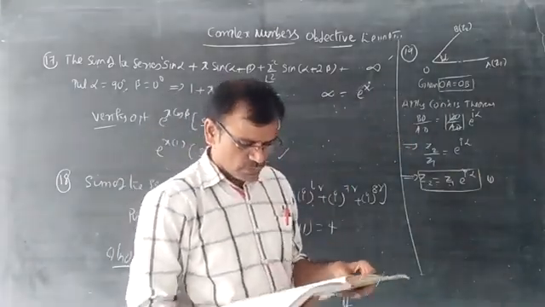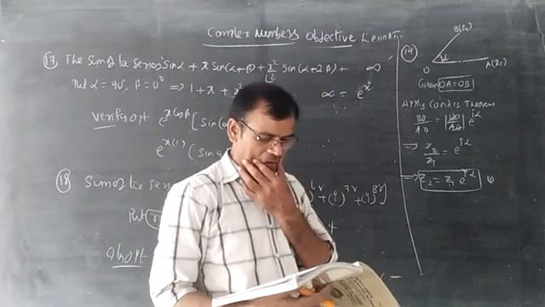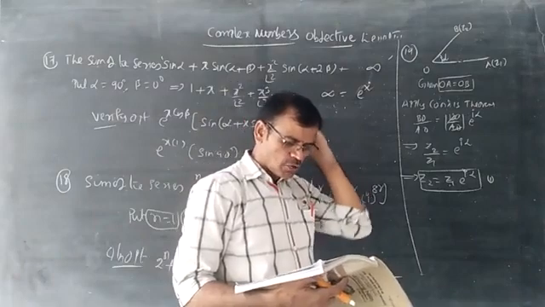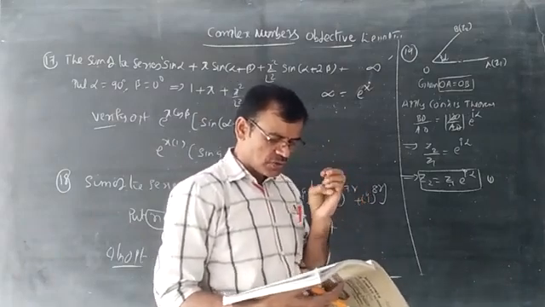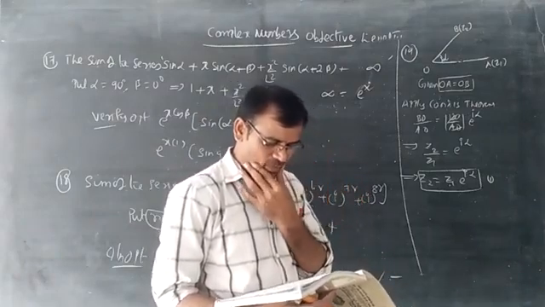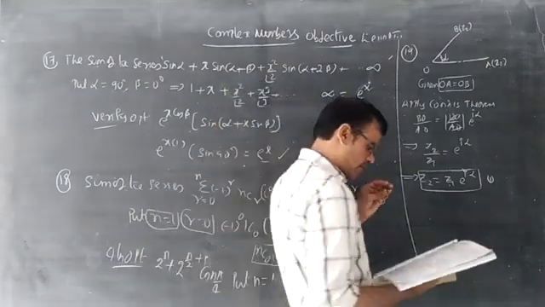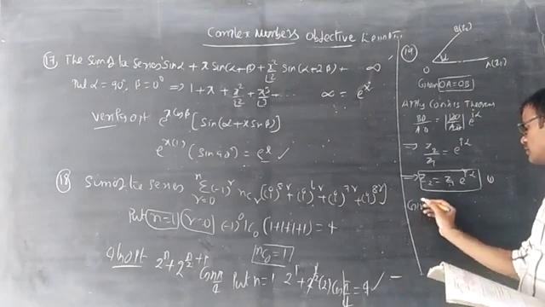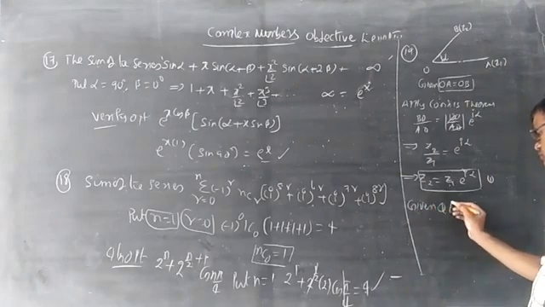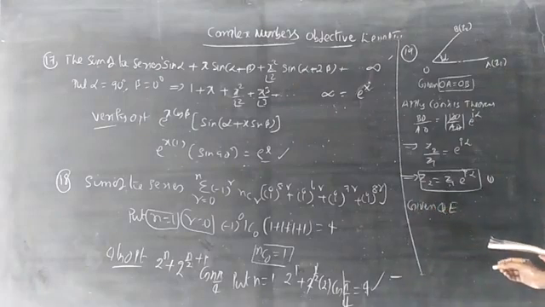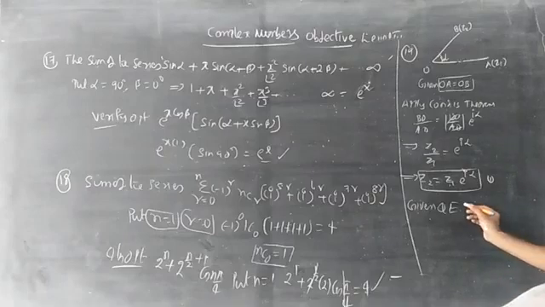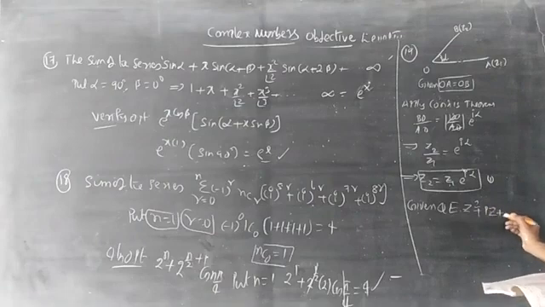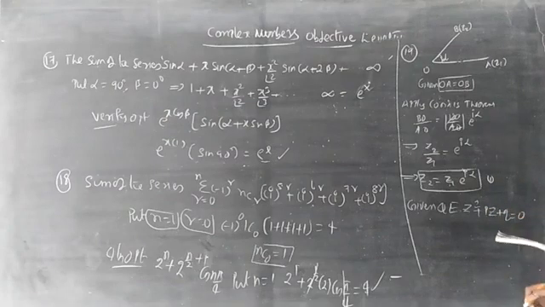19th question. Z1, Z2 are the roots of the quadratic equation Z square plus PZ plus Q equal to 0, where P and Q are complex numbers, and they represent an angle alpha. Given the quadratic equation, maybe a shortcut is not possible. Given quadratic equation Z square plus PZ plus Q is equal to 0.